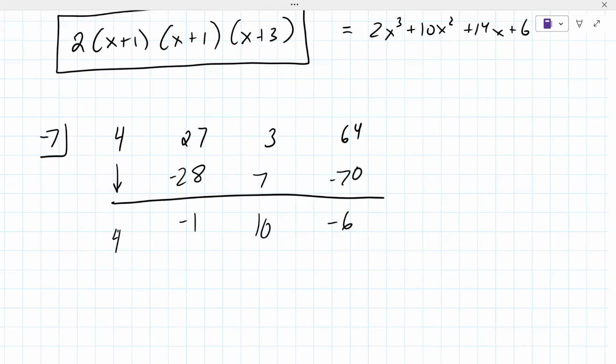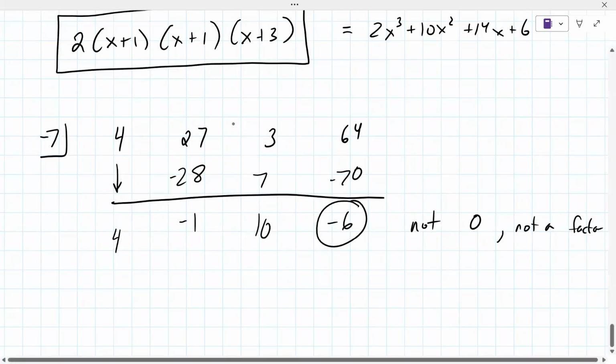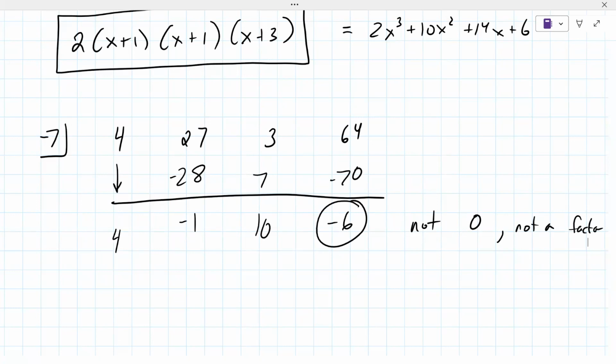Okay. So just be careful with your signs there. And then -1 times -7 is 7. 3 plus 7 is 10. 10 times -7 is -70. So here's what this means. If it's not 0, that means it's not a factor. So like -7 wouldn't be a factor, basically.